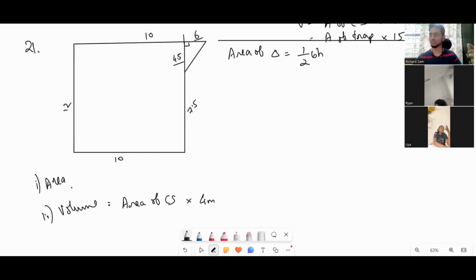That's the first answer. Means we are adding both, right? We're adding the area of the rectangle plus the area of the triangle. That will be the total area of cross section. And then for volume, we are multiplying that into 4. Is this clear, everyone? No, don't solve it. This you do as homework.